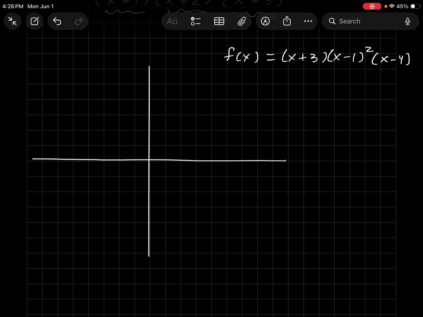I'm going to start by plotting the zeros. So 1, 2, 3. So x equals negative 3. And then another 0 is at x equals positive 1. And my final 0 at x equals 4.